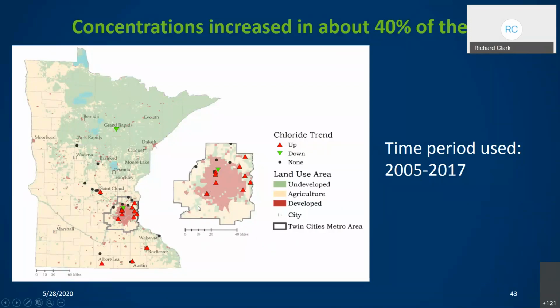But this slide shows that the red triangles show the wells where we've got upward trends in chloride in the groundwater, and that's about 40% of the wells where we've had enough data to do this work. I also want to point out that not all of these wells are the shallow wells right near the water table, but many, especially in the eastern Twin Cities metropolitan area, are domestic drinking water wells that can be over 100 feet deep.